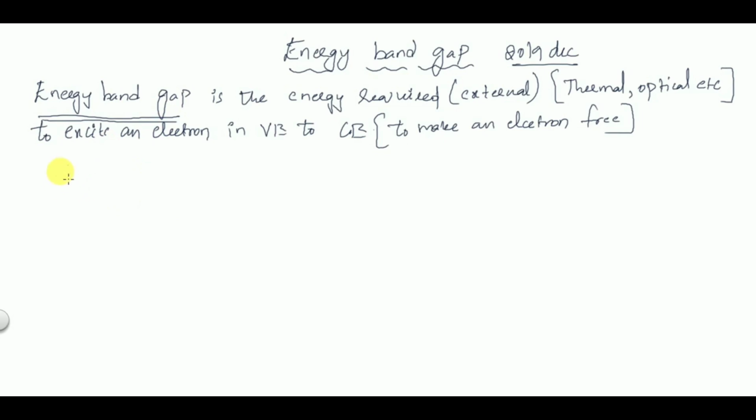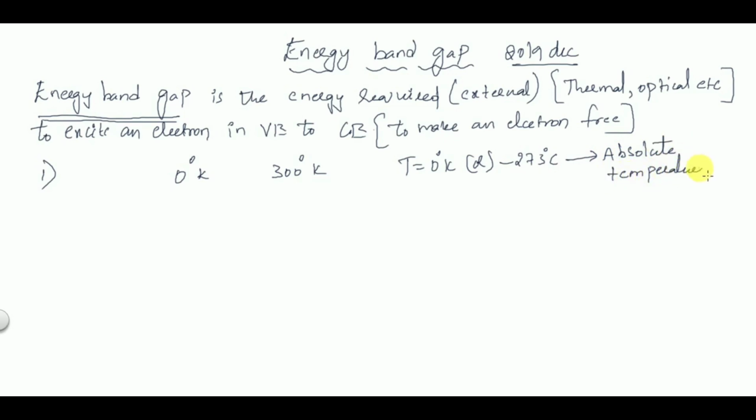So the first point which you have to remember is the energy band gap values for germanium and silicon. I'll write it in the form of a table at 0 degrees Kelvin and 300 degrees Kelvin. We know that T equal to 0 degrees Kelvin, or minus 273 degrees centigrade, is called absolute temperature, because sometimes they may ask what is the value of energy band gap for germanium at absolute temperature. So you have to remember this.